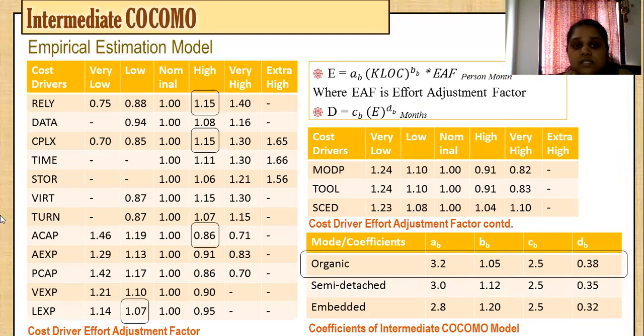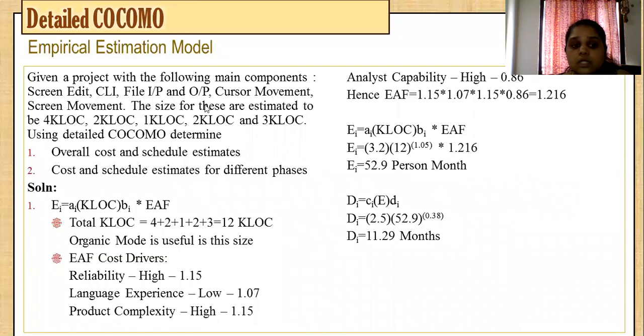Okay, so you can see here reliability of my product is high, which is 1.15. Complexity of my product is high, which is again 1.15. Then analyst capability is high, which is 0.86, and language experience is 1.07, which is low. These are the values that I have put down into these cost driver estimations, as you can see here.